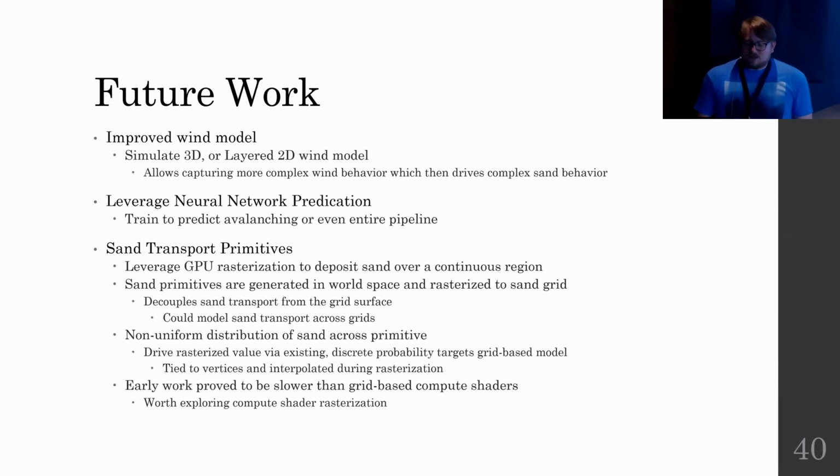And so what we wanted to do was lift these blocks of sand, but then render out using the rasterizer kind of this probability distribution and actually in world space stamp this down onto the grid. Unfortunately, our implementation of this proved to be slower than the grid-based compute shader approach that we already took. But we think that maybe exploring compute shader rasterization or some different approach might lead to a way to actually stitch multiple of these grids together.